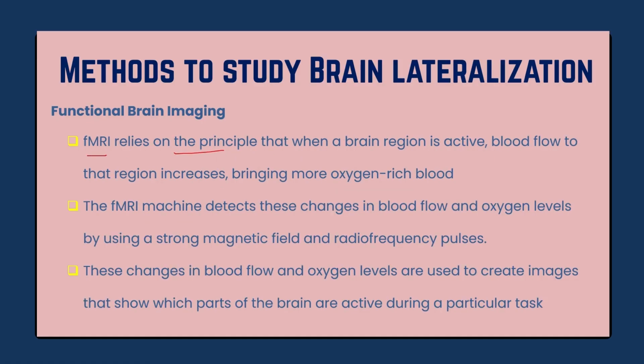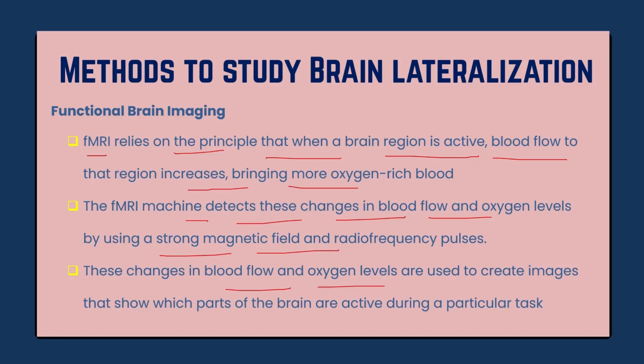fMRI relies on the principle that when a brain region is active, blood flow to that region increases, bringing more oxygen-rich blood. This we have studied in detail in our video on methods to study biopsychology, neuroimaging techniques, right? So what does fMRI do? The machine detects these changes in blood flow and oxygen levels by using a strong magnetic field and radio frequency pulses. These changes are used to create images that show which parts of the brain are active during the task that is being performed.